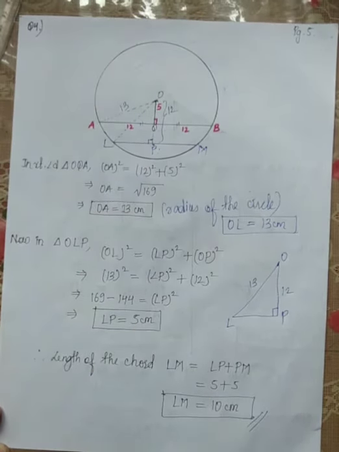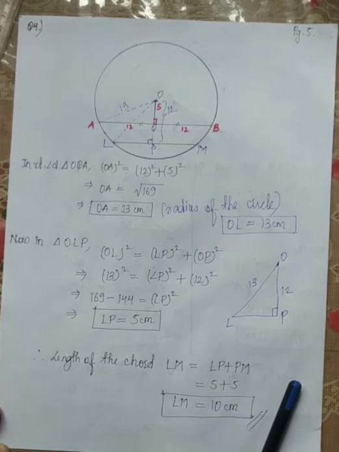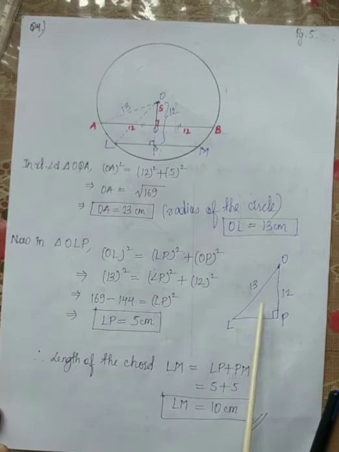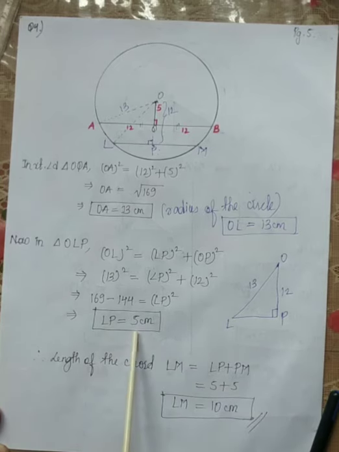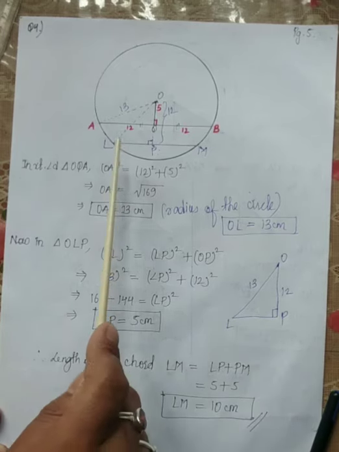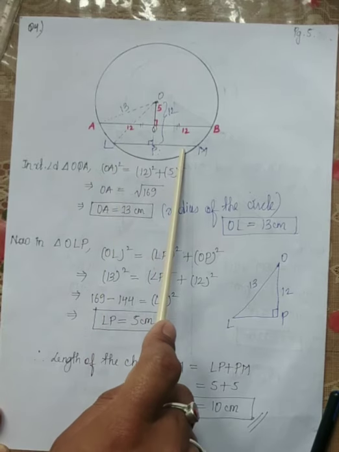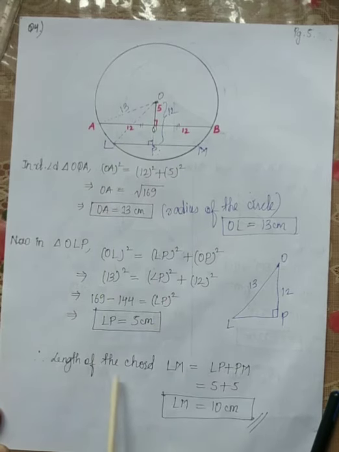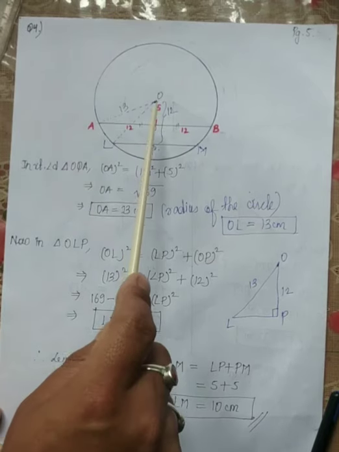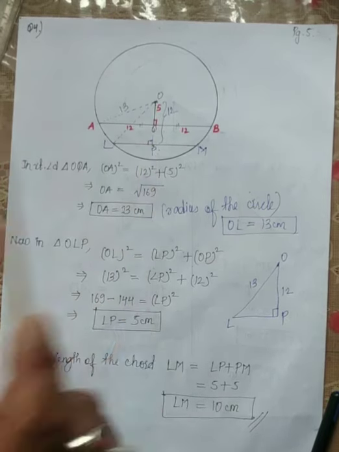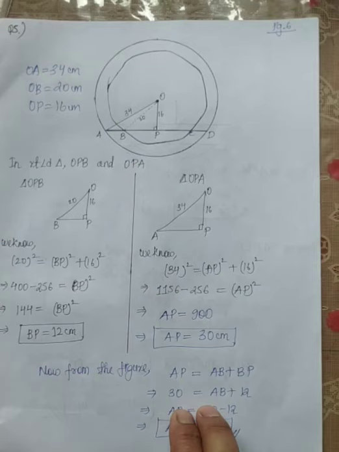The whole calculation is out here. So I'm just going to give a quick calculation out here. In this triangle, use your Pythagoras theorem and find the length of LP. The length of LP is 5. This is 5. So once this is 5, 5 plus 5 becomes 10. So hence, what is the length of the chord LM? 10 centimeter, which is at a distance of 12 centimeter from the center. So pause the video to note it down.